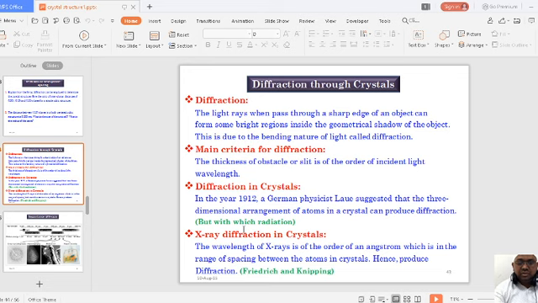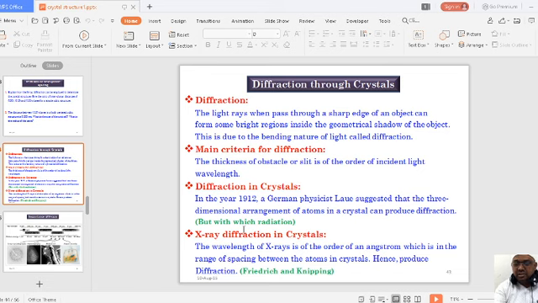So, we started with diffraction. Diffraction is nothing but the bending of the light ray at the boundaries of the obstacle. We call that phenomenon diffraction. What is the condition of diffraction? The condition says that the thickness of an obstacle or any slit should be comparable with the wavelength of the incident light.